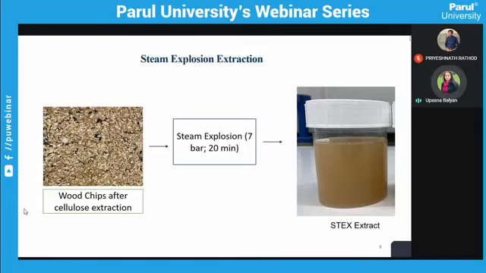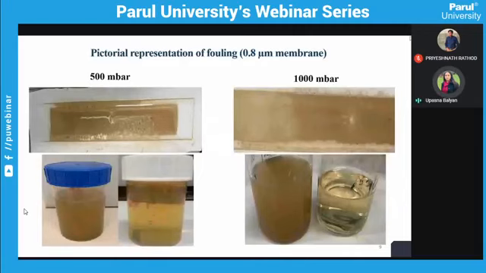So in order to correctly select or target improvements to any measure, we need a detailed mechanistic understanding of the fouling process. For that purpose, this is the pictorial representation of the fouling. I have used the 0.8 membrane for your better understanding. The first ones are the fouled membranes after a purification run at two different pressures, 500 millibar and 1000 millibar.